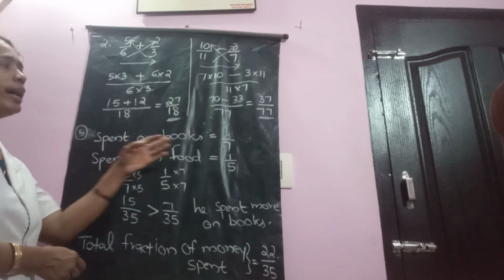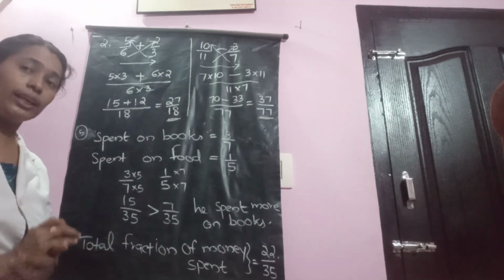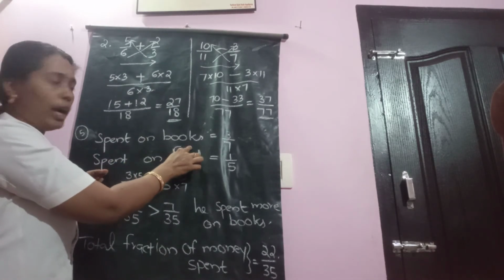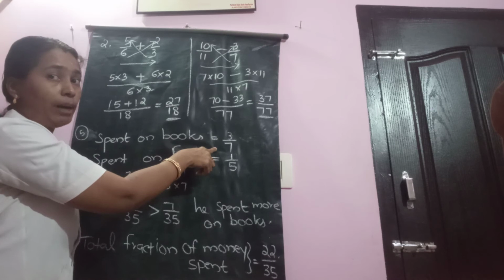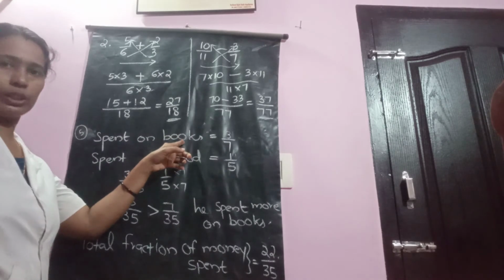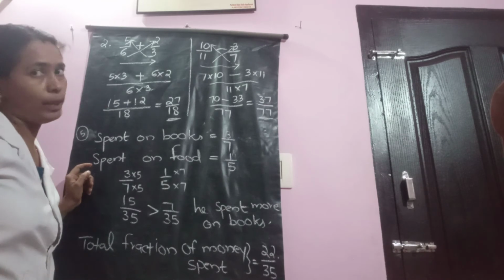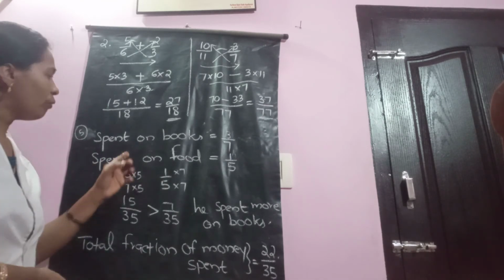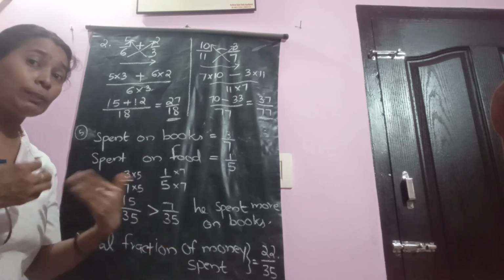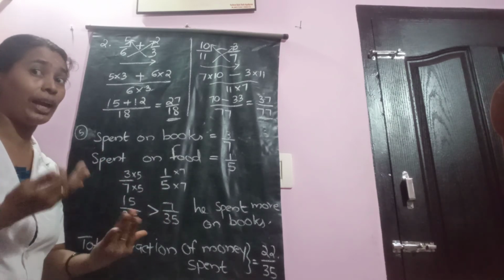In that question, they have given that Raghav's father gave him some money. He spent some of the money on books. How much did he spend? The money is given in terms of fractions. That is 3 by 7 of the money he spent on books. Similarly, 1 by 5 of the money he spent on a food item. And they asked you on which item he spent more money. That comparison is coming.